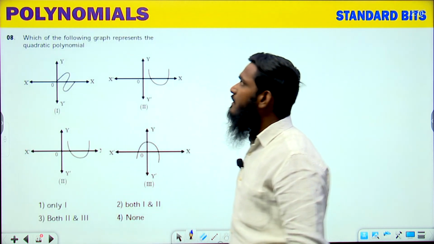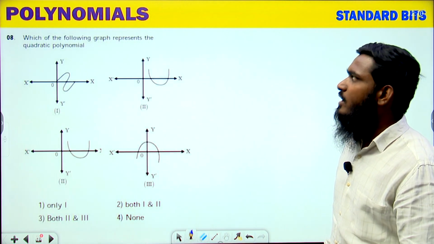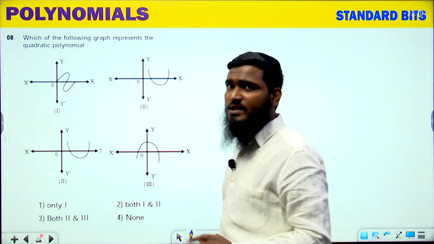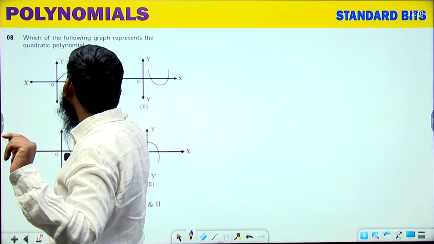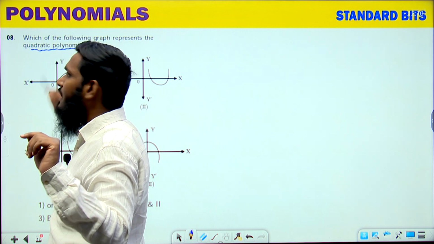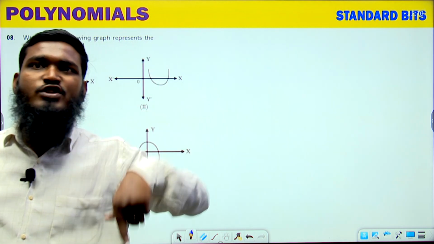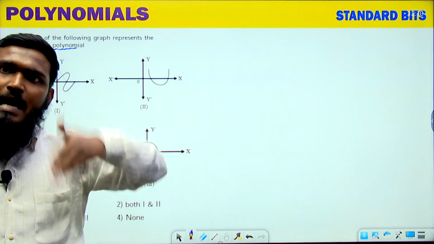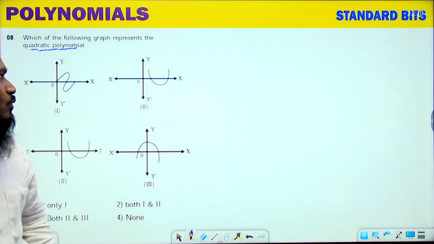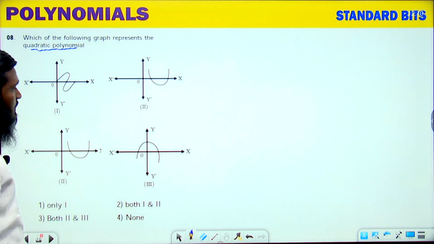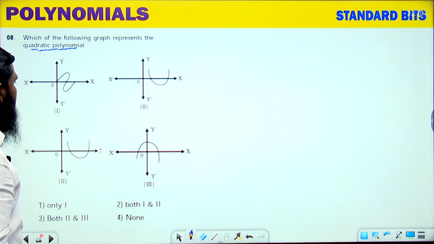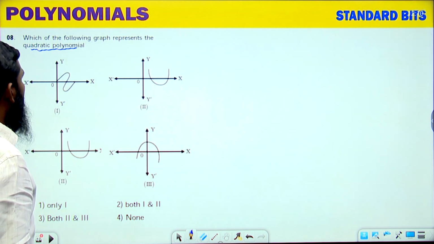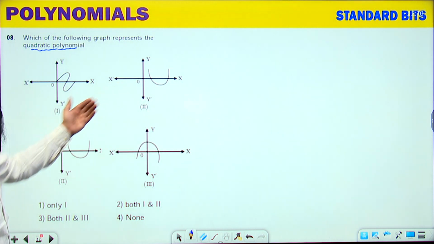Now the next question: which of the following graphs represents the quadratic polynomial? In the second question itself I have told you about the quadratic polynomial. If you have a quadratic polynomial, it will look like a U shape, a parabola. Either it is upwards or else downwards. So which one is looking like a parabola? Okay, U shape. We have U shapes over here.